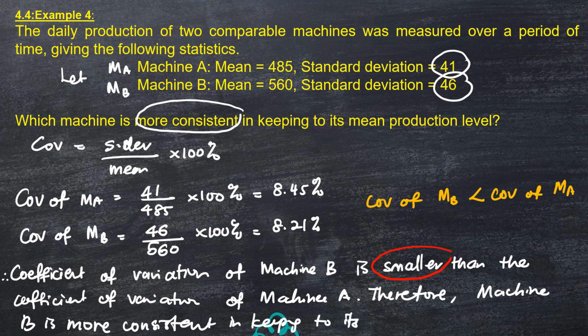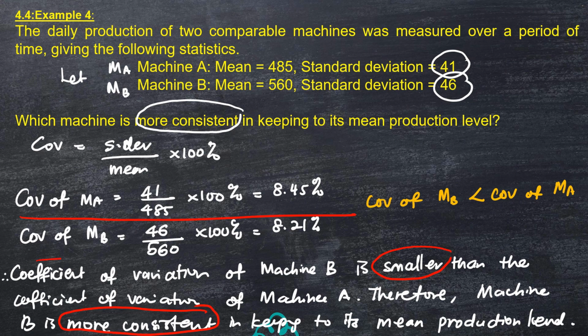Therefore, machine B is more consistent in keeping to its mean production level. Just take this from the questions, right? So here is how we will use our COV. Okay, that's it.